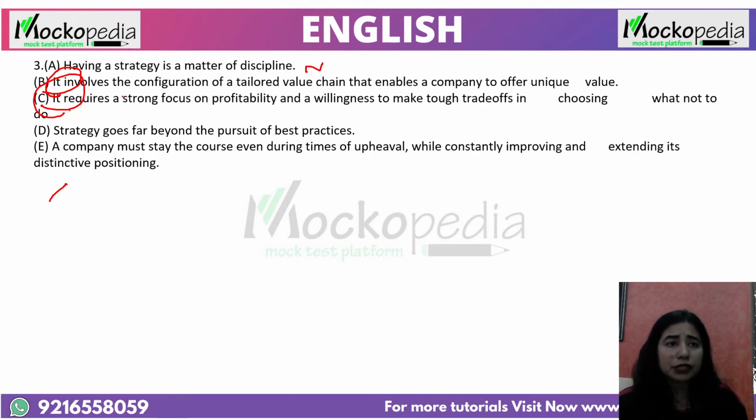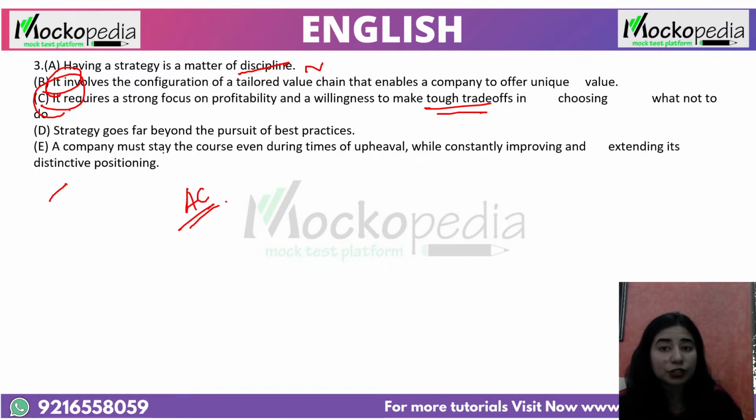So first, C, it requires a strong focus on profitability and a willingness to make tough trade-offs. So how will discipline happen? How are we taking it? Because the tough trade-off point is included. So we can say that A and C will be a good mandatory pair. Further, if we are going to see, this requires a company must stay course even during time of upheaval, while constantly improving and extending its distinctive positioning. So if you'll take a look at E, this comes after D comes after it, and we will have ED as the next pair, and we can very easily conclude the discussion with sentence B.